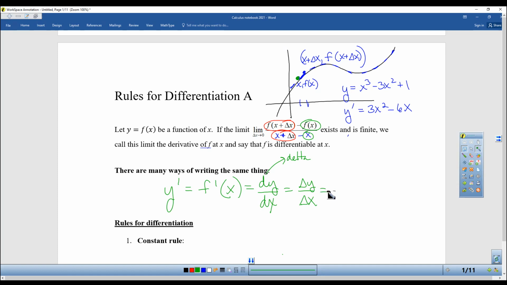Now, you might even see it as d of f of x, dx. Remember, f of x is the same as y. So really, these two are the same, but one's a y and one's an f of x. And sometimes they actually put the f of x out front. They move it from the numerator to out front, which means the same thing. So all these things mean the exact same thing, but they all have different purposes. So we're going to go through all the rules.